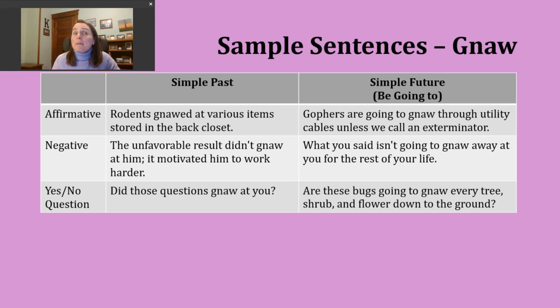Finally, if you want to make a yes or no question in the simple future with be going to, what you want to do is start with your form of be, whatever form matches your subject. That subject comes next, then use going to and the base verb. Here's our last example. Are these bugs going to gnaw every tree, shrub, and flower down to the ground?